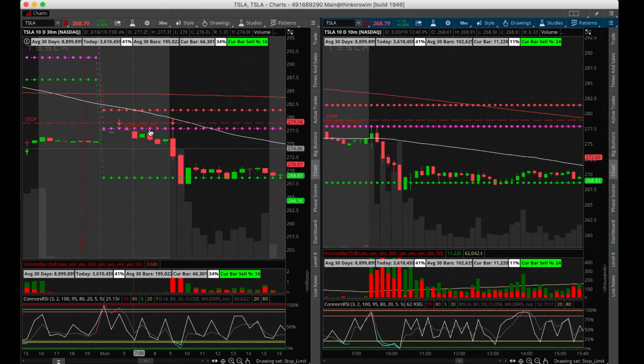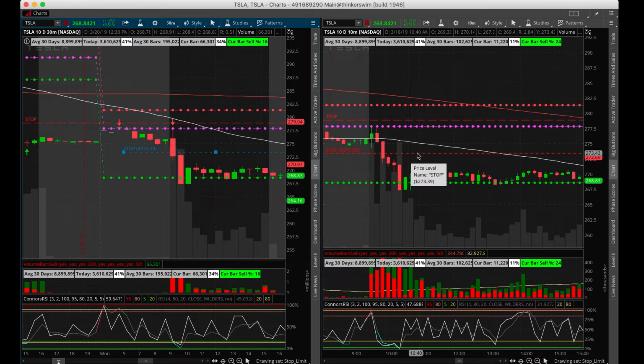Once the 10 o'clock candle closes, we're going to go ahead and move our stop down to the high of that candle or just above it. And that's going to be our new stop to lock in our profits for the day. And then we're going to monitor throughout the day on the 10-minute and wait to see if our stop changes.